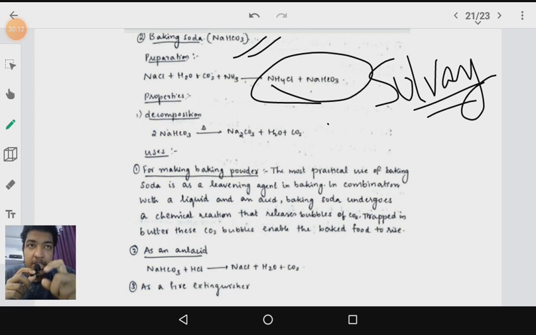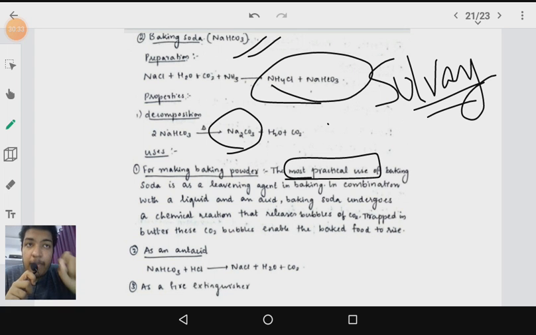Talking about the properties of baking soda, first one is known as decomposition. So when we are decomposing this particular compound, that is baking soda, it will release sodium carbonate, water and carbon dioxide. Next, it can also be used for making baking powder. That is one of the most important practical uses of baking soda.